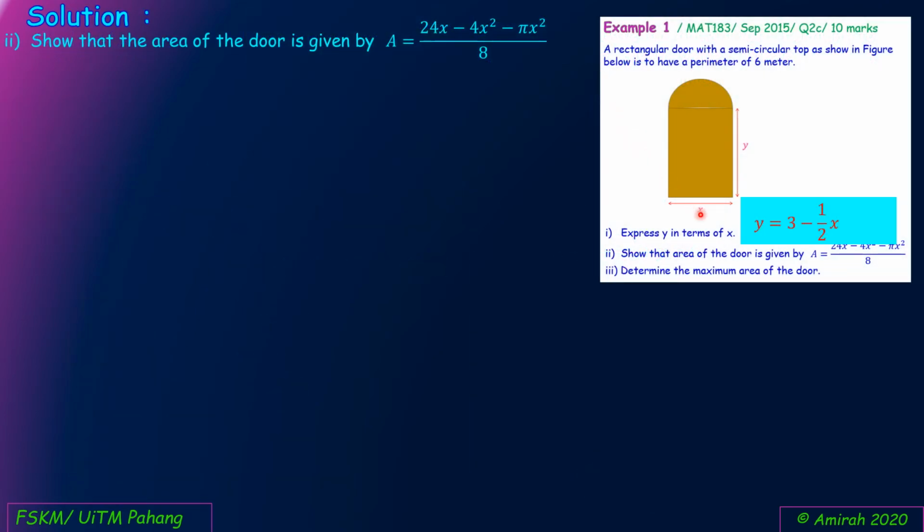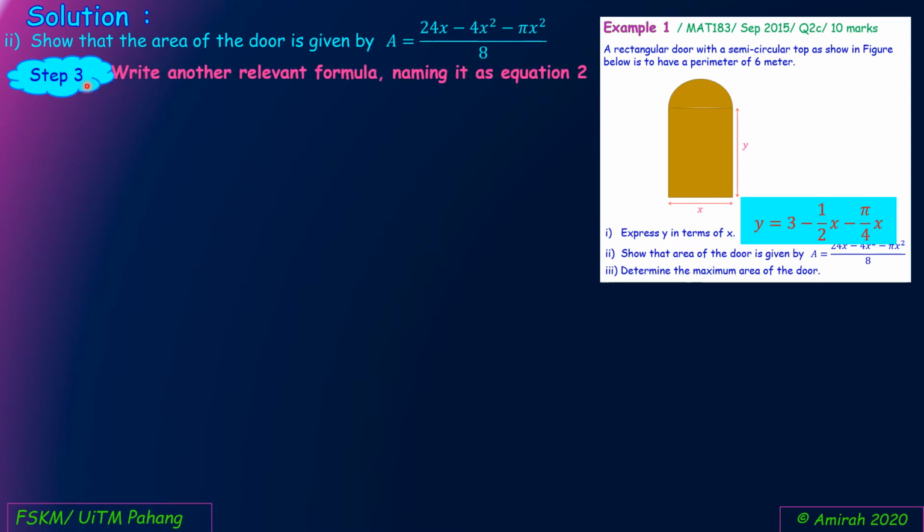From number 1, we get the answer y equals 3 minus half x minus pi over 4 x, which is y in terms of x. Now we continue with number 2. Show that the area of the door is given by A equals 24x minus 4x squared minus pi x squared over 8. So we continue with step 3: write another relevant formula, naming it as equation 2.